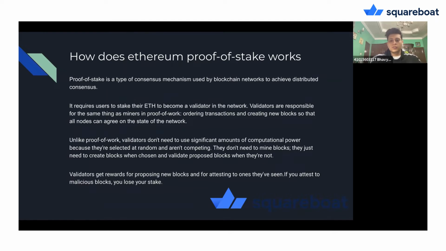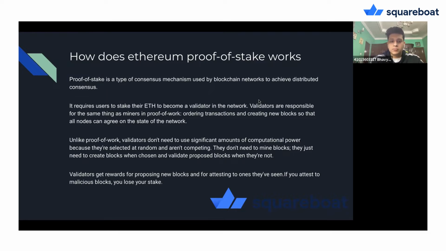So how does proof of stake work? It's a consensus mechanism, as I have already said, and it is being achieved. It requires you to stake your Ethereum to become a validator in the network. Validators are responsible for the same thing as miners in proof of work, that is ordering the transactions and creating the blocks and adding those blocks to the chain.